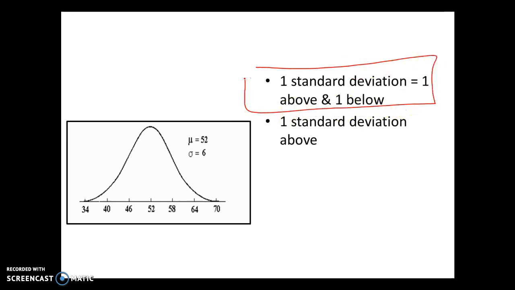When they say 1 standard deviation, it includes 1 standard deviation above and below. They will always specify if they just want you to do this portion, that's 1 standard deviation above, okay? And you can fill in any number, right? You can put in 3 and put in 3. Those are your basic rules on how to do normal distribution.